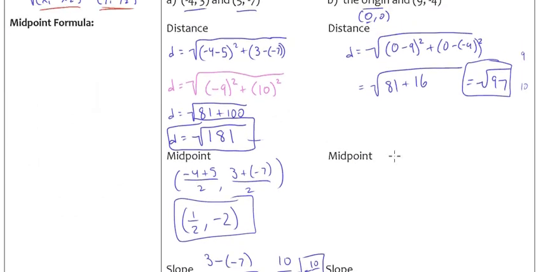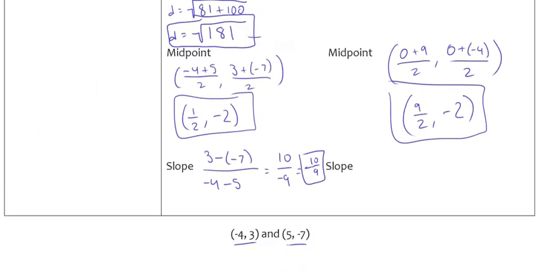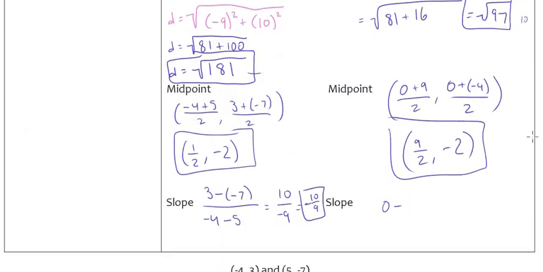Now our midpoint is going to be the average of the x's, so 0 plus 9 divided by 2, comma, 0 plus -4 divided by 2, and we end up with 9/2, comma, -2. There's our midpoint. Lastly, we've got the slope once again, and slope is going to be rise over run, our difference of the y's over the difference of the x's. So we have 0 minus negative 4 over 0 minus 9. And that's going to be 4 over negative 9, which is negative 4/9. There's our slope. All right, I hope that helped.